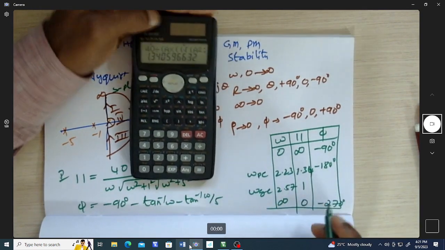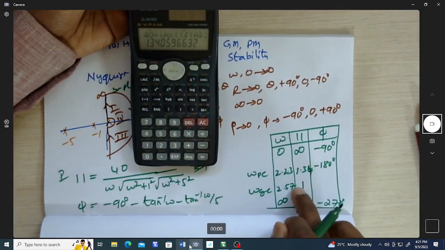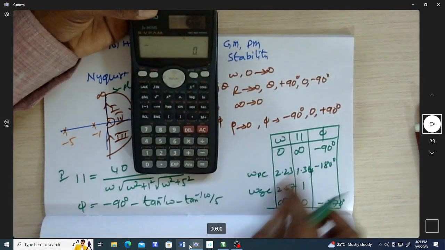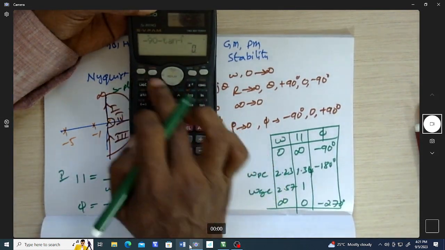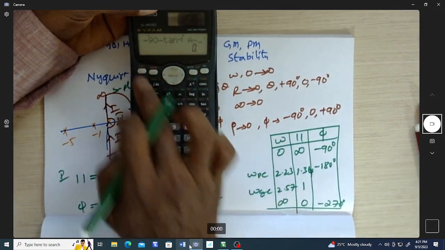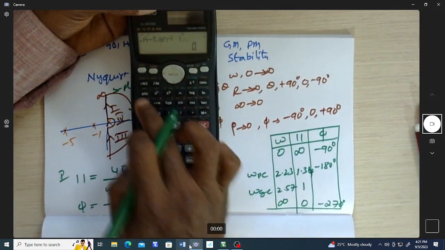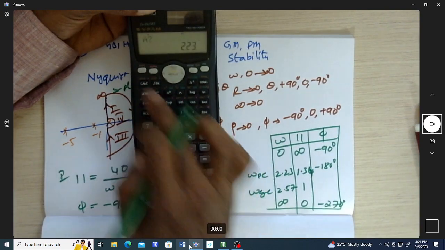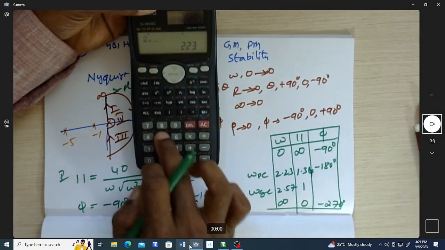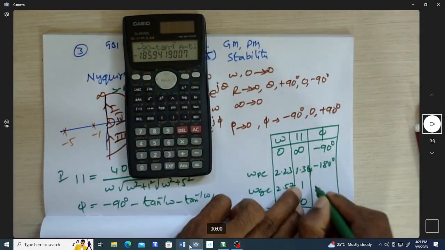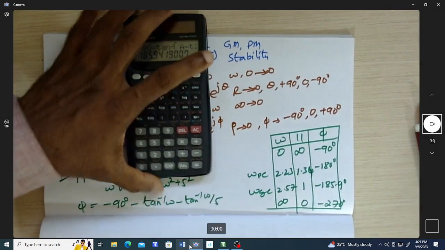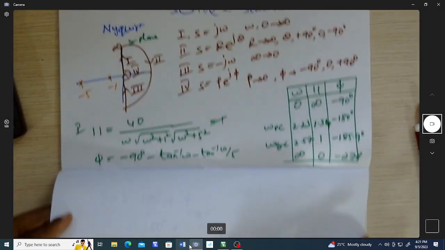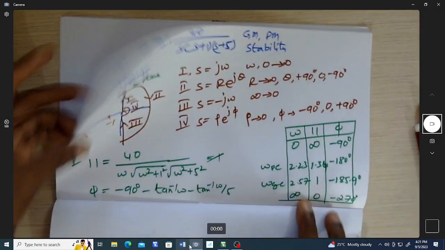So it is 1.34. Let us also find out the phase at omega GC, that is minus 90 minus tan inverse of omega minus tan inverse of omega divided by 5, calculated at 2.57. The phase is minus 185.9 degree. These things are important to find the gain margin and phase margin. With these values we can actually plot the segment 1 mapping.